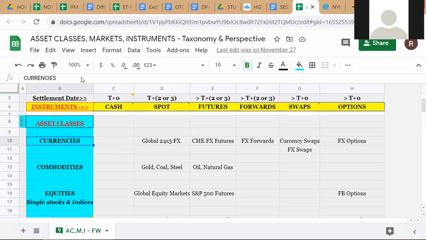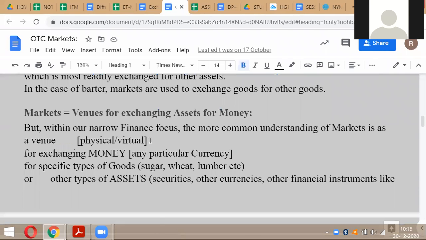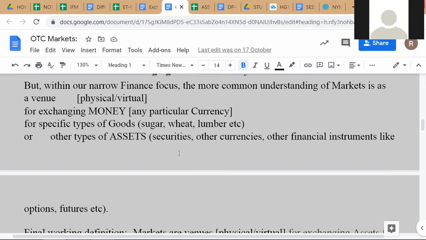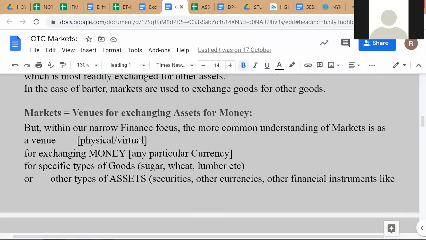Okay, so that's how you would be trading this here. So this is the definition of market, the final third definition, which is the working definition for us. Remember that markets are venues for exchanging money, assets for money. And if you notice, we have written the venue in two ways: physical and virtual.